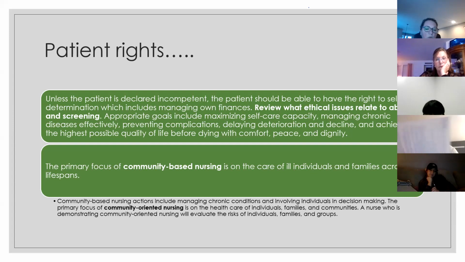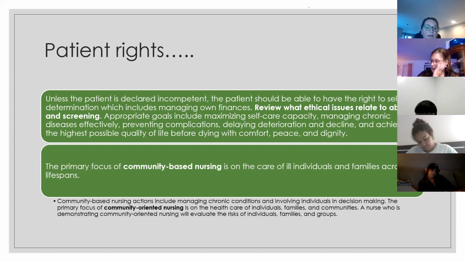So appropriate goals for our group of elderly, we're going to make sure we're maximizing their self-care capacity so they can take care of themselves. We're helping them manage their chronic diseases. We're helping to prevent complications, achieving the highest possible quality of life, and making sure that they have comfort, peace, and dignity.